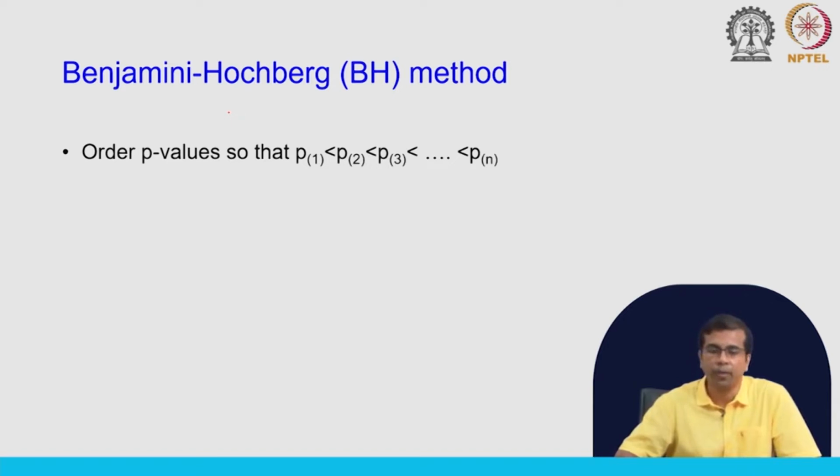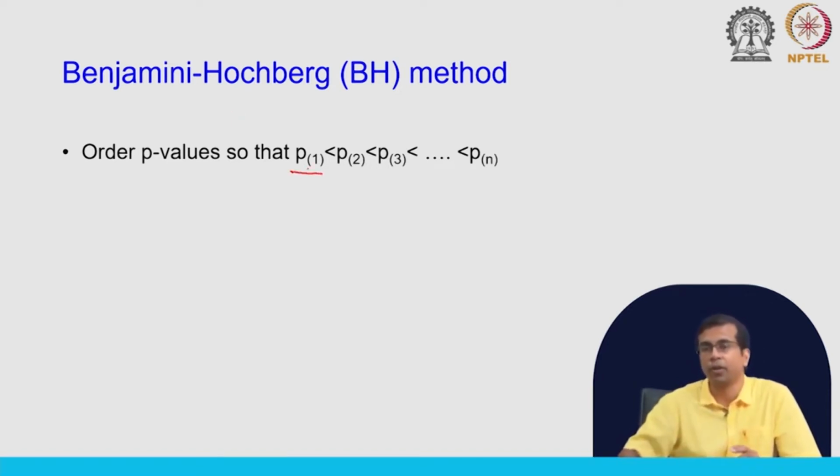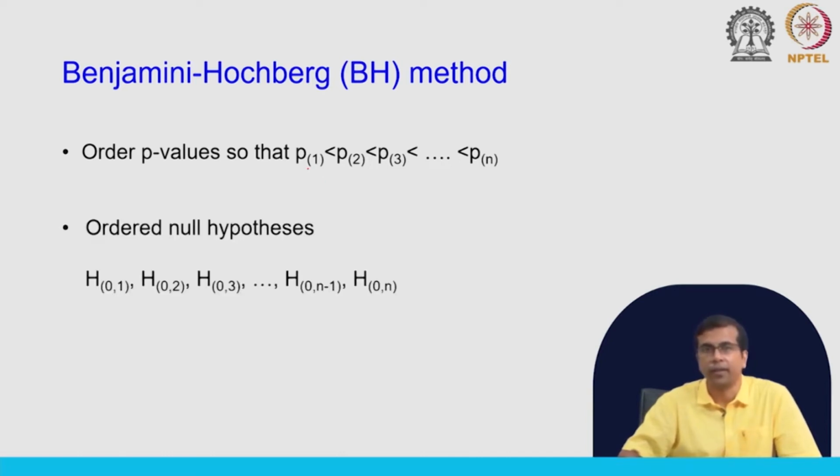So, the smallest p value will come first. This is p(1), within brackets. Again, this denotes that these are sorted p values. This is not the original p values. So, the smallest p value comes first and the largest p value at the end.